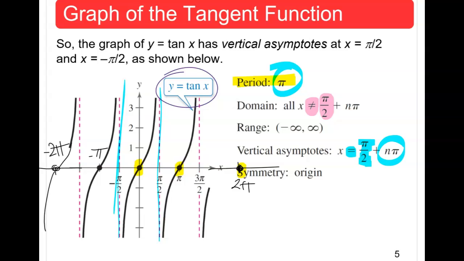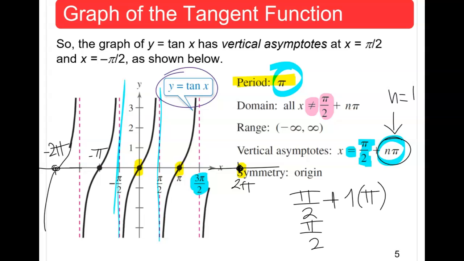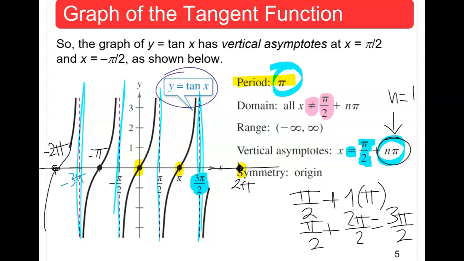So for example, the asymptote here at 3 pi over 2, you could also calculate it by adding pi over 2. You let this n equal to 1, so that means that we're just adding 1 times pi, and that will be pi over 2 plus 2 pi over 2, which will be 3 pi over 2. And that is the asymptote that we could see right here. We have another one here at negative 3 pi over 2. And they just keep happening just like that.